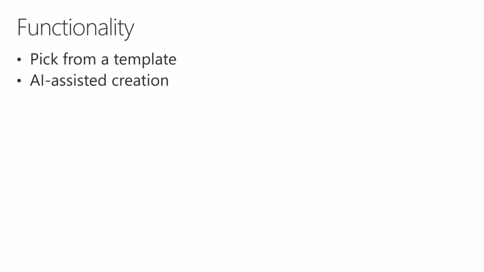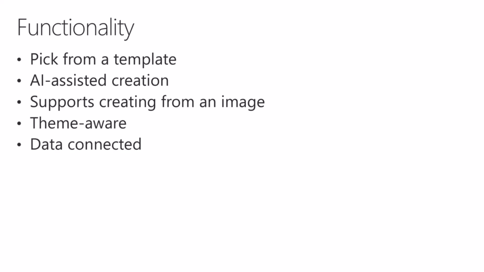But let's talk about the functionality, right? So we've already talked about we want to add pick from a template. We'll want AI assisted creation. And one of the fancy things that we'll want to do from that is also allow you to upload an image or draw an image and say, hey, can you create an adaptive card from this for me? Again, we'll make it theme aware, data connected. But data connected here, we want to extend the types of data that we wanted to be able to pick from. We'll want to support custom actions so that I can actually submit the results of a form, maybe, or things like that.